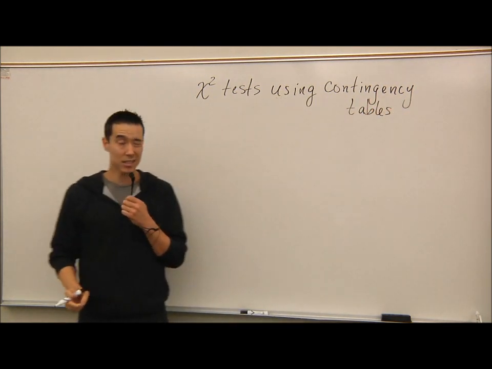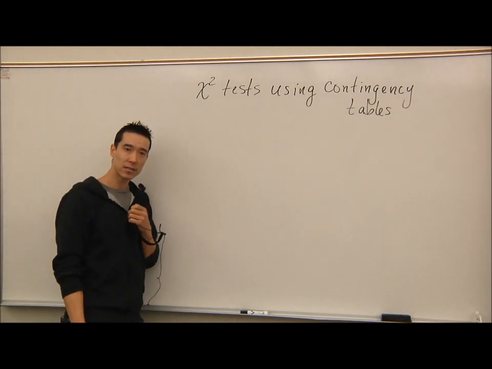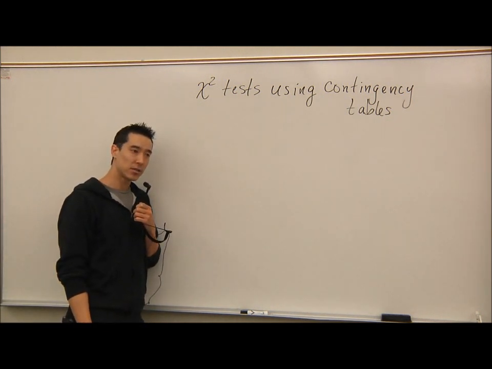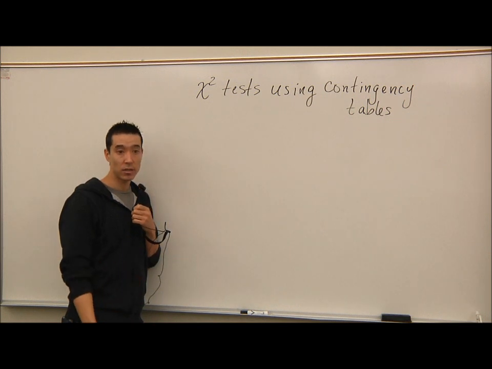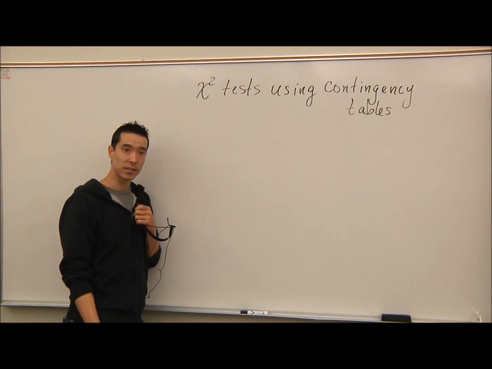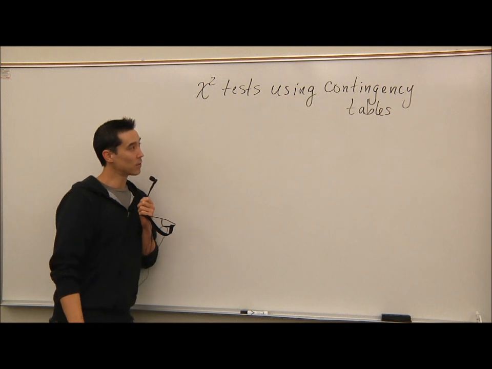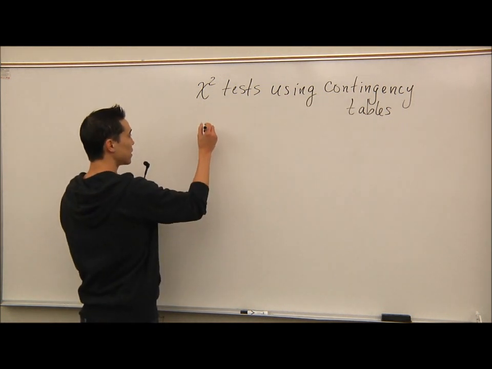And what a contingency table is, it's just kind of a fancy word for matrix. And a matrix is just a table that has rows and columns of numbers, okay? And in fact, these rows and columns of numbers represent frequencies, depending on what we're talking about, okay? So the first test that we're going to do today is the test for independence.